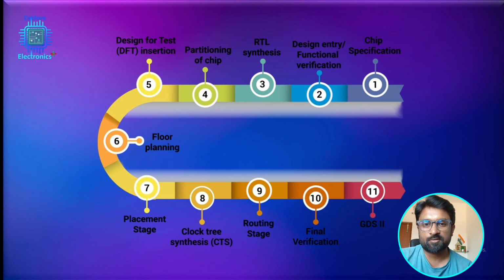Before going directly to the domains, let us understand the basic flow of how it works. Starting with the specification of the chip, then comes the design, then verification, then synthesis of that design, then partitioning that into the chip, and then testing with an insertion of fault models. Then comes the floor planning, placement, routing, and finally the GDS file is going to be ready for the fabrication.